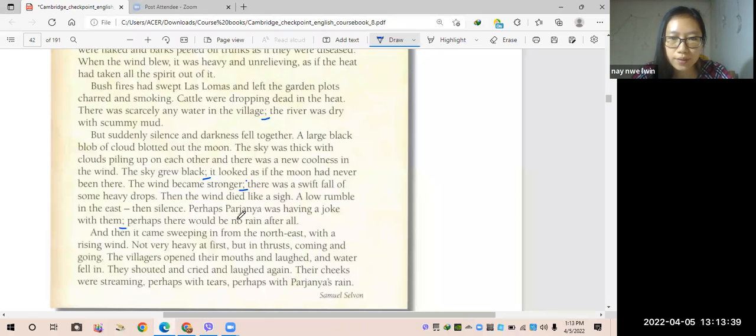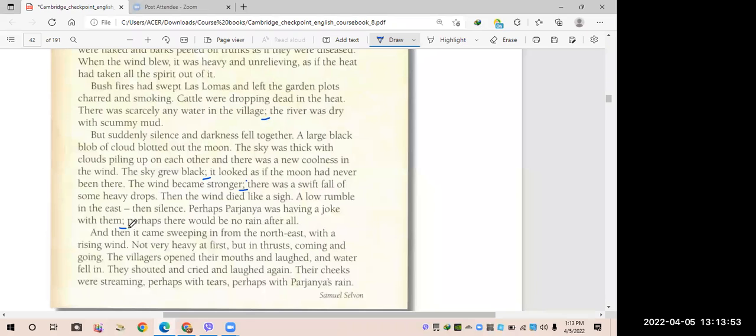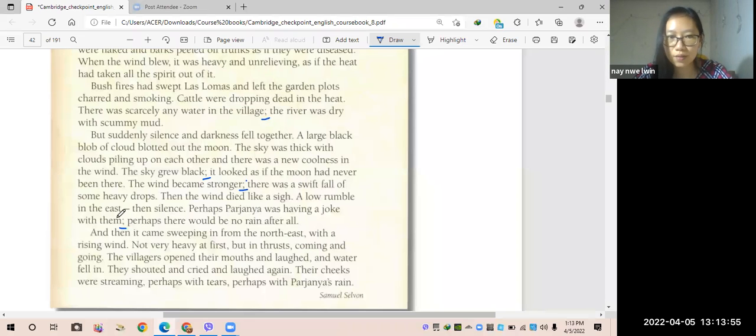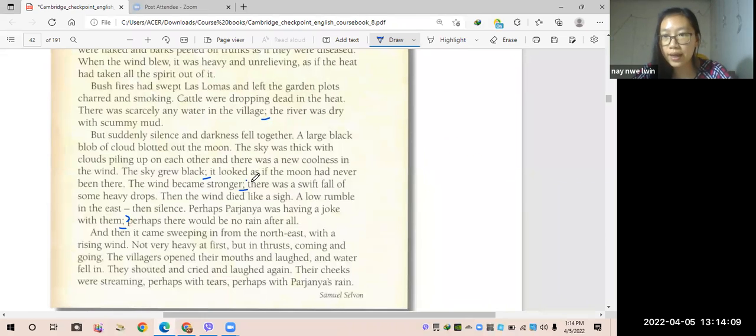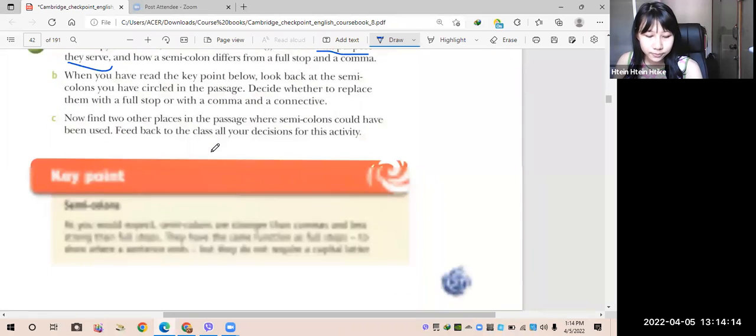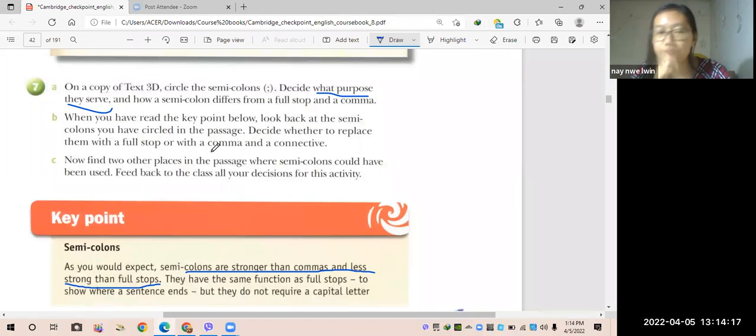So how about this one? "Perhaps Virginia was having a joke with them; perhaps there would be no rain after all." How about this one? Comma. Yes, we can use a comma here because perhaps is a connecting word, right? So we can use a comma here. Okay, so we have finished, right? So have you got all the answers for all these five places? Yes, teacher. Okay, we still have time, right?